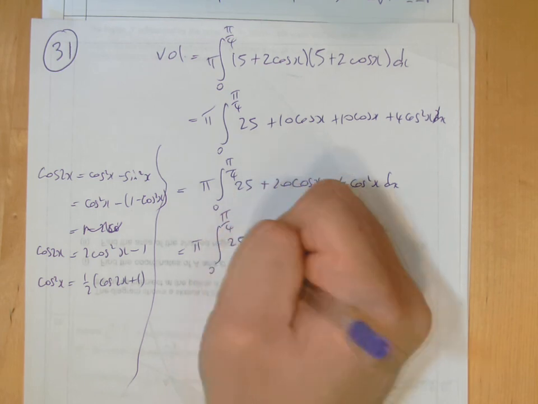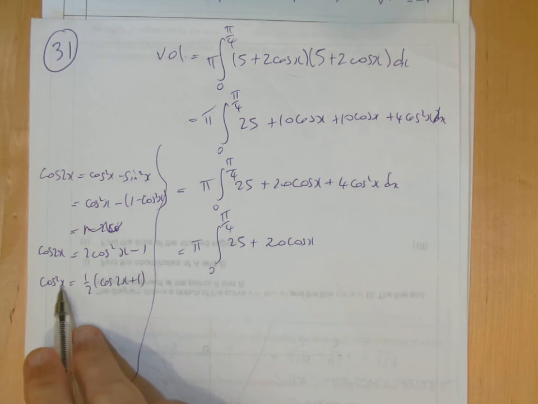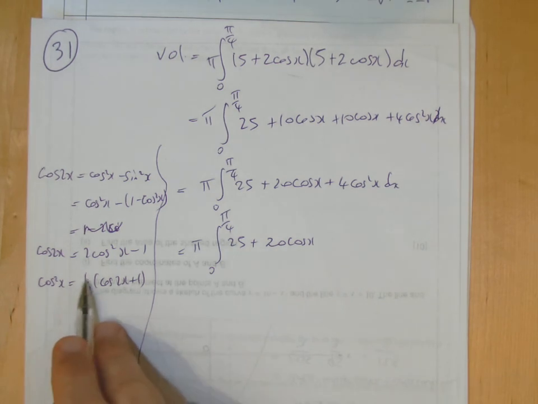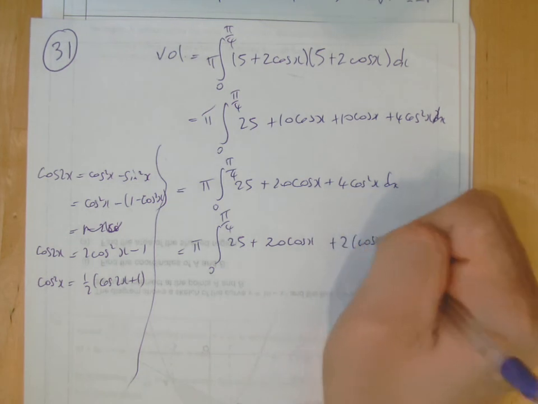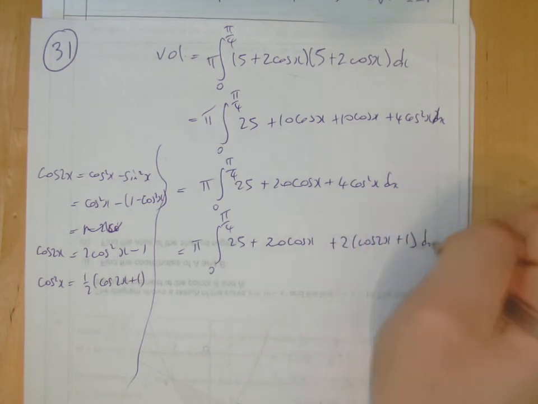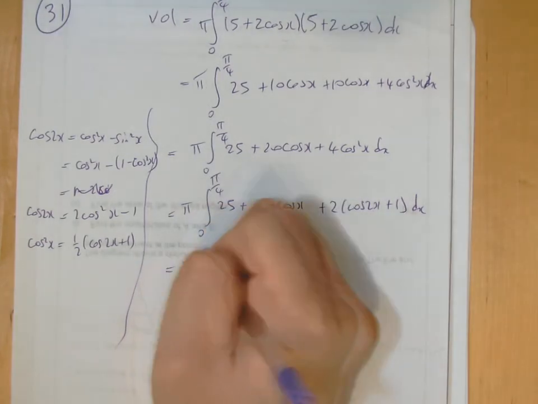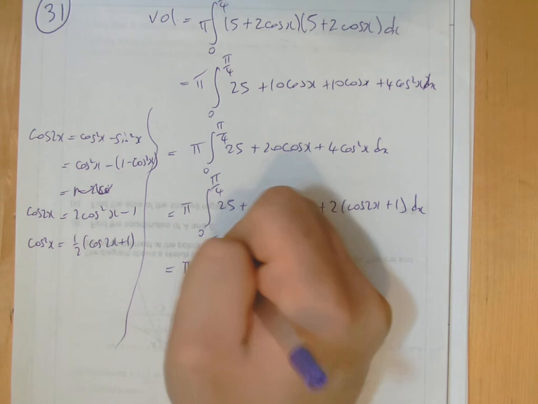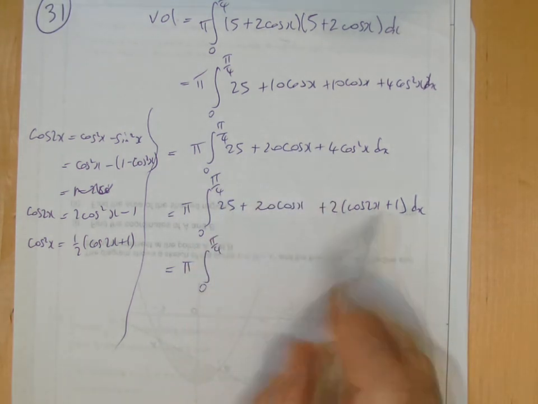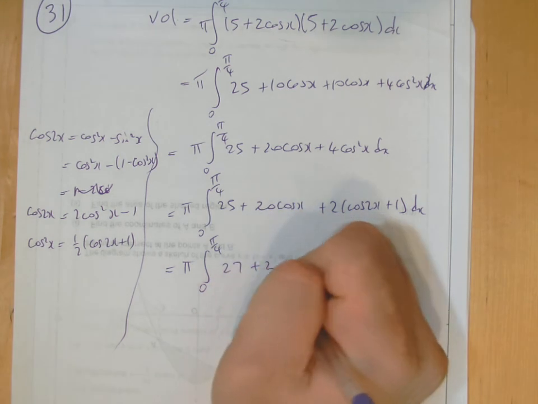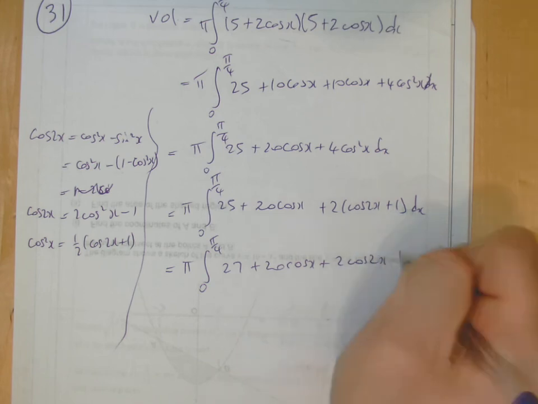You've got 25 plus 20 cos x plus 4 cos squared x. Well, we know cos squared x is this, so you've got to times this by 4. If we times that by 4, 4 times 1/2 is 2, so it becomes 2 times the bracket, dx, right? So you've got all that. Now perhaps what I would do now is, again, simplify before I integrate. You've got 25 there, when you multiply that bracket you'll have another 2, so that's 27 plus 20 cos x plus 2 cos 2x dx.